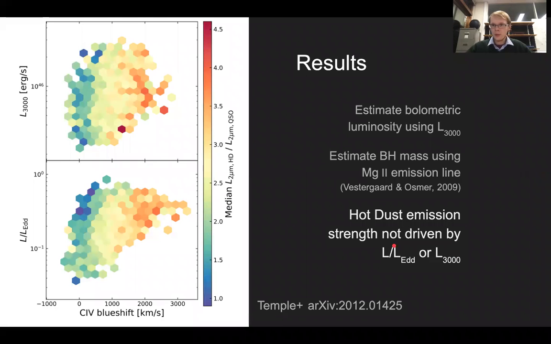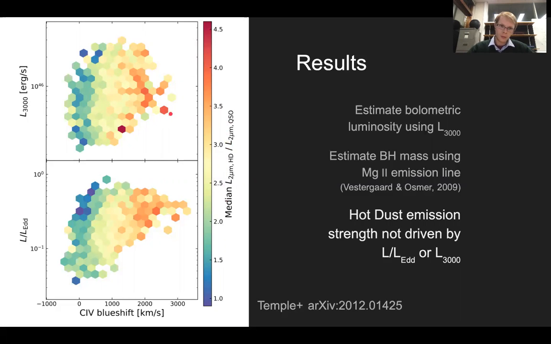But it's known that the emission from CIV is strongly correlated with things like the Eddington fraction. And so it's reasonable to ask whether other things might be driving the correlation with the hot dust properties. So here on the x-axis again, I'm plotting the CIV blueshift. On the y-axis, I'm plotting the UV luminosity and also the Eddington ratio. And then for each hexagonal bin in this space, I'm plotting the median hot dust strength, where as before, I'm using the ratio of the hot dust luminosity to the quasar luminosity at 2 microns. And I'm only plotting bins with 5 or more objects.